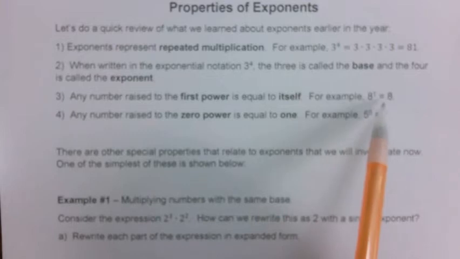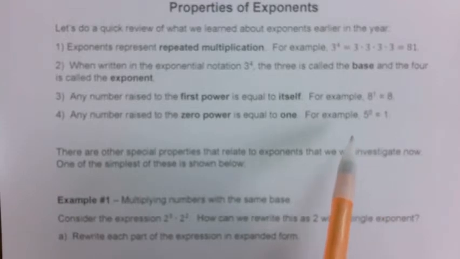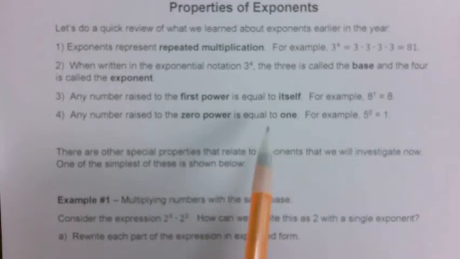Any number that we raise to the first power is equal to itself. 8 to the first power equals 8. Any number raised to the 0 power will be equal to 1. 5 to the 0 power equals 1. 12 to the 0 power equals 1. If you have a number raised to the power of 0, then it will always be equal to 1.